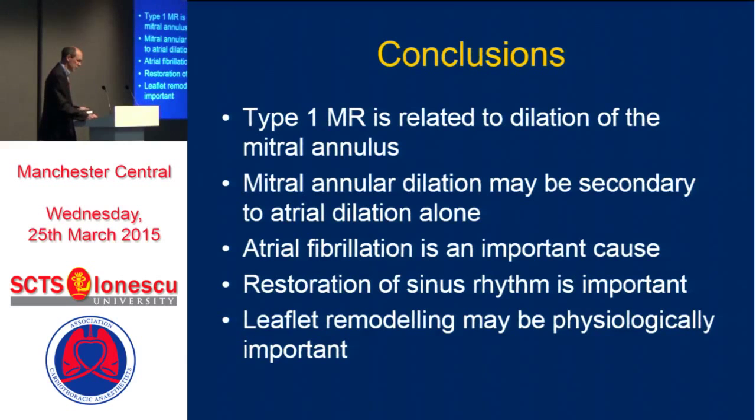So just to summarize, type 1 MR is related primarily to dilation of the mitral annulus and could be better described, I think, as atrial mitral regurgitation. Atrial fibrillation is an important cause. Maintenance of sinus rhythm is very important in terms of the reduction of the degree, the extent of mitral regurgitation in these individuals. And leaflet remodeling may also be physiologically important.